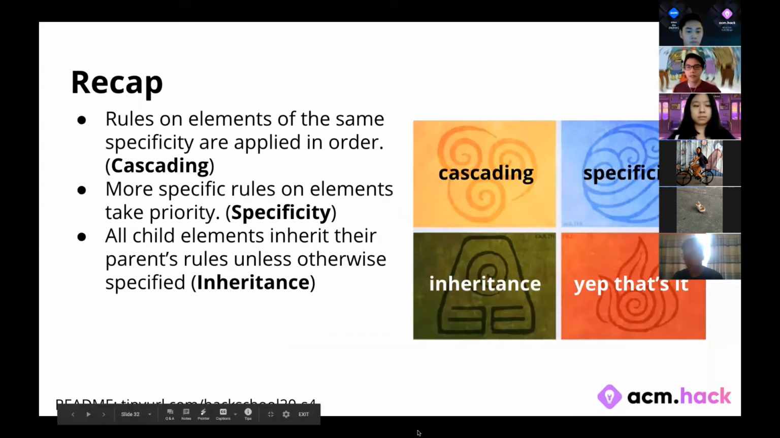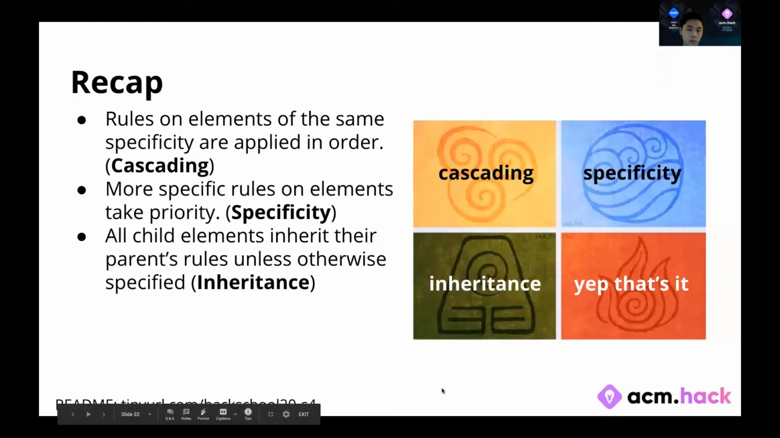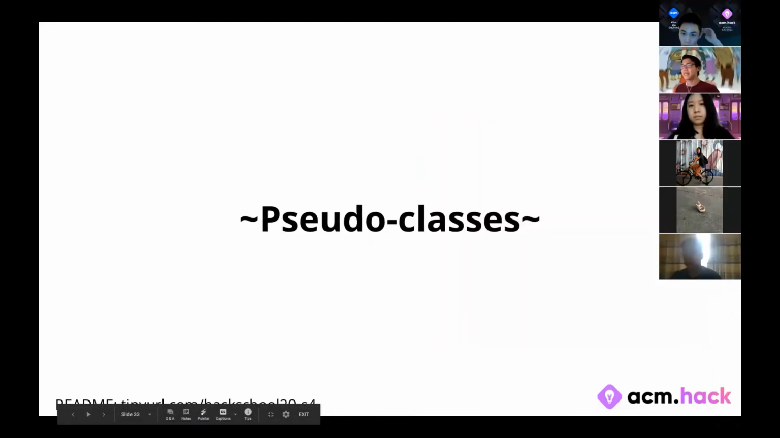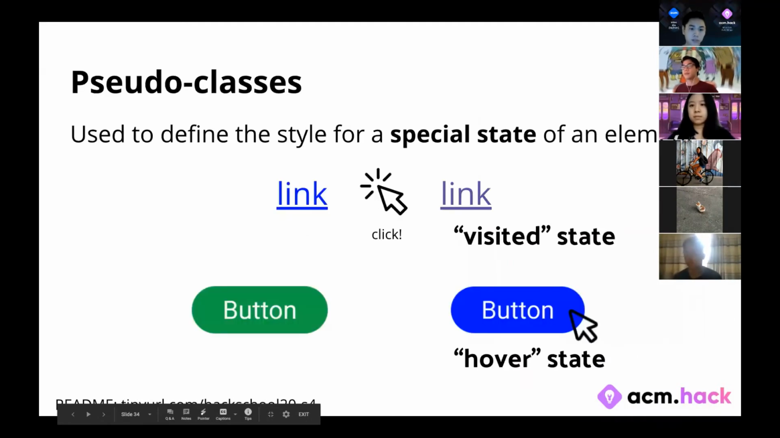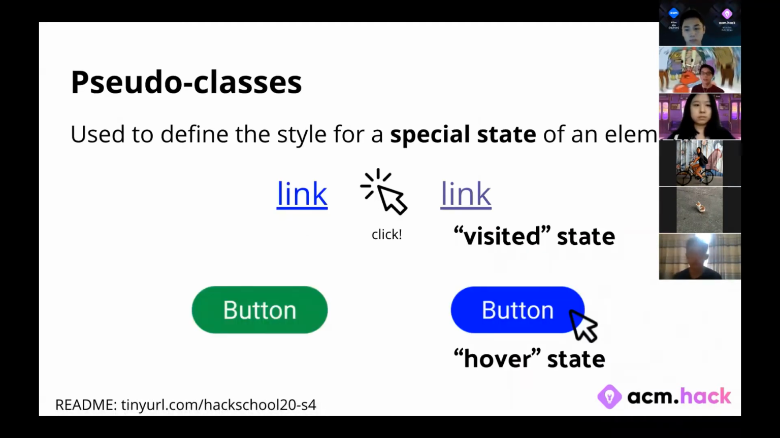All right, let's jump into the next topic then. Pseudo-classes. So pseudo-classes are used to define the style for a special state of an element. What we've been working with so far has all been the normal state of an element, so what you immediately see on a web page. But in CSS we can actually apply styles directly to a special state of an element. And these special states are different things.